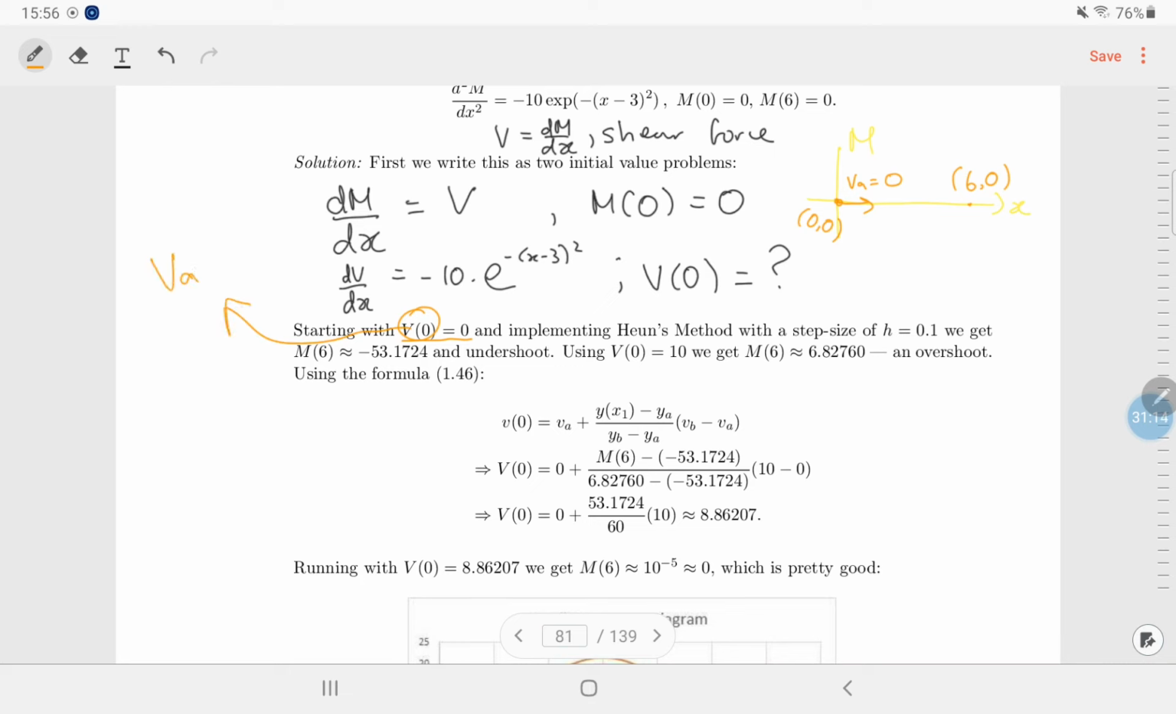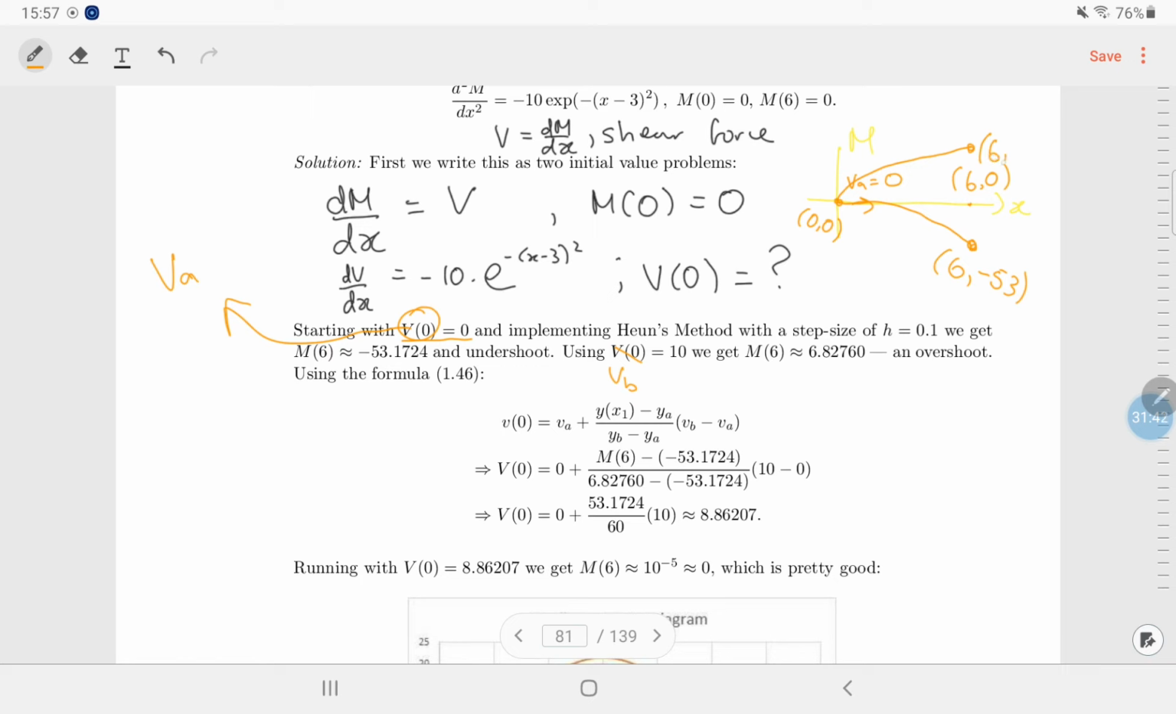And implementing Heun's method. So you don't have to do it with Euler, you can do Heun's method or Runge-Kutta or anything else. The step size of 0.1. This is obviously in VBA. It ends up being an undershoot. At x equals 6, I'm just going to write two significant figures, minus 53. Then using VB to be 10, we get an overshoot.